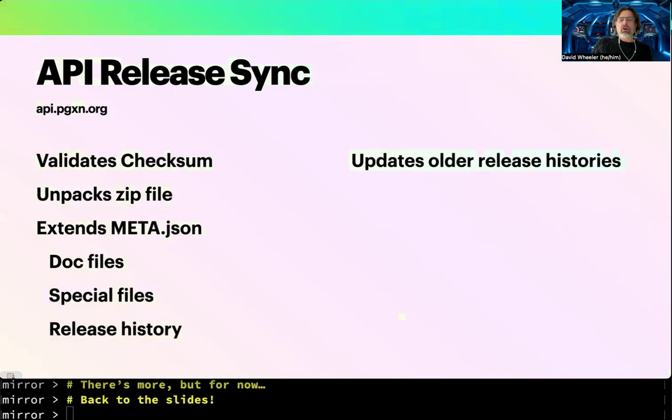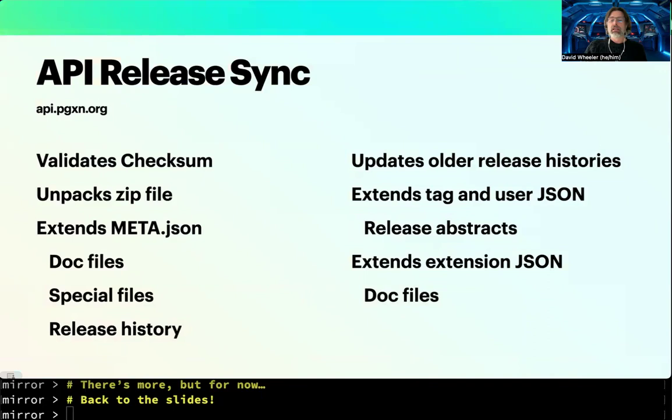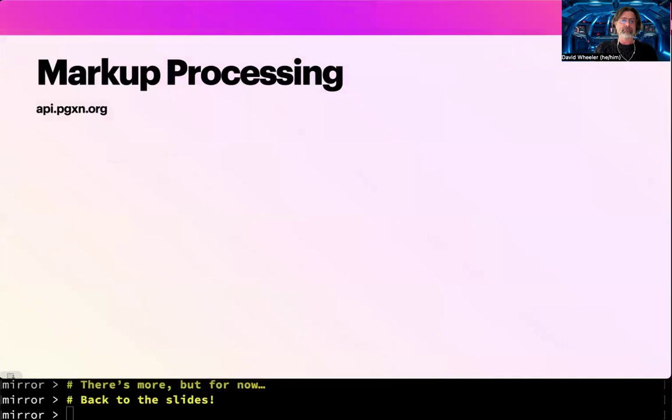And then it also will update older release histories. So it'll go back to older releases of the same distribution and update their lists of releases so that it knows there's newer ones. And it does the same thing for the tag and user JSON. It extends them by adding release abstracts. And for extension JSON, it also adds a list of doc files associated with the extension and release dates. All this is to power what gets displayed on the website, which I'll show you in a bit.